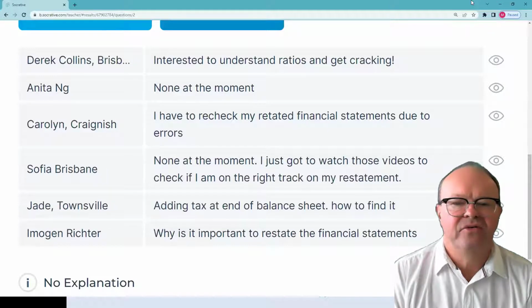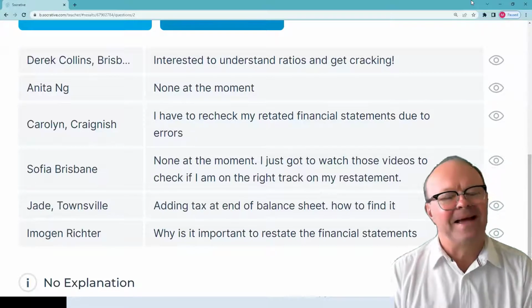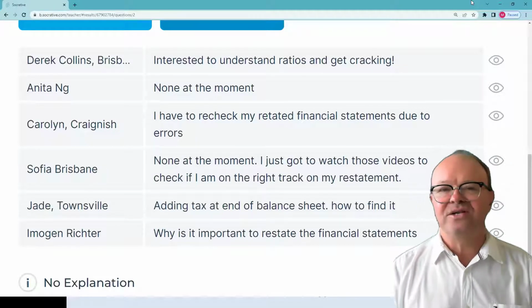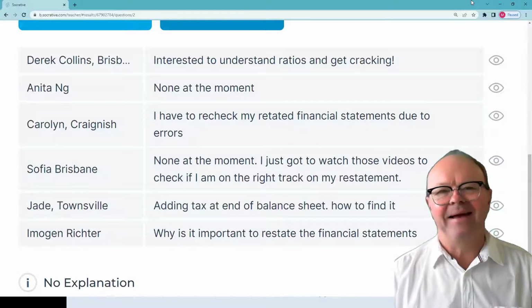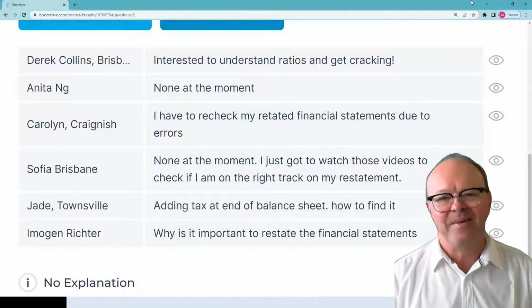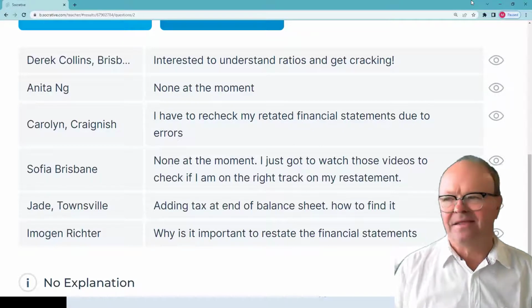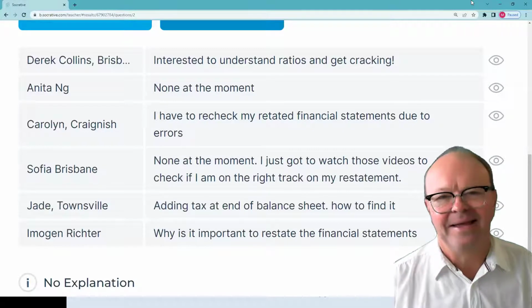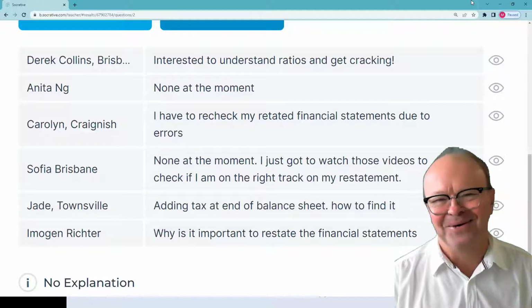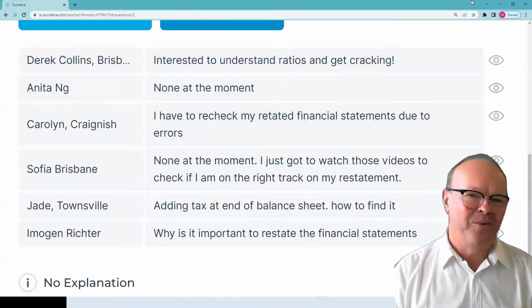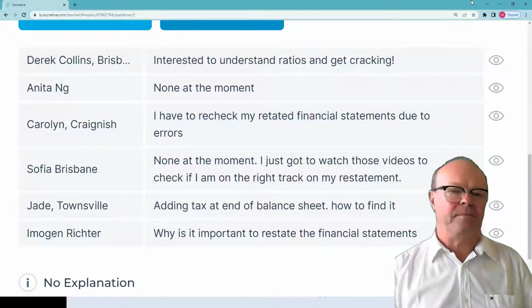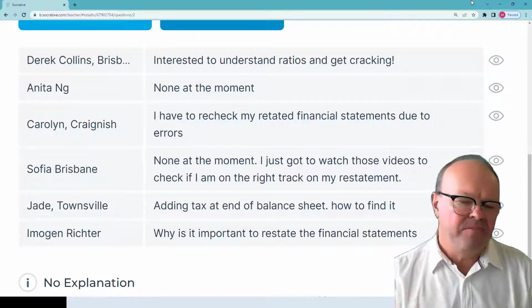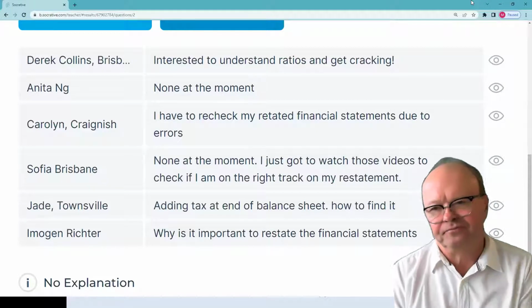Carolyn Craignish, I have to recheck my restated financial statements due to errors. Carolyn, things aren't balancing. This can feel quite stressful. In accounting, we just love it when things balance. We can't help ourselves. It is so good when things balance. When you do your restatements and it's all hanging together, you can't help feeling good about it. That never goes away. But when they don't balance, you can start thinking, what? But by them not balancing, it's actually a good thing.